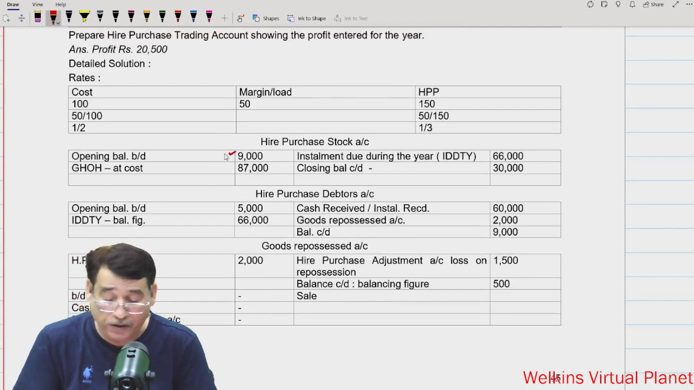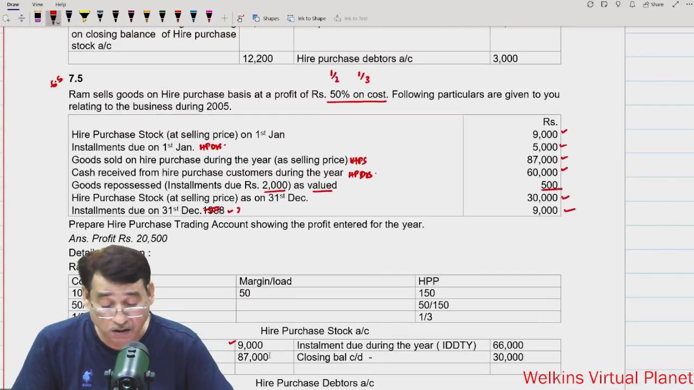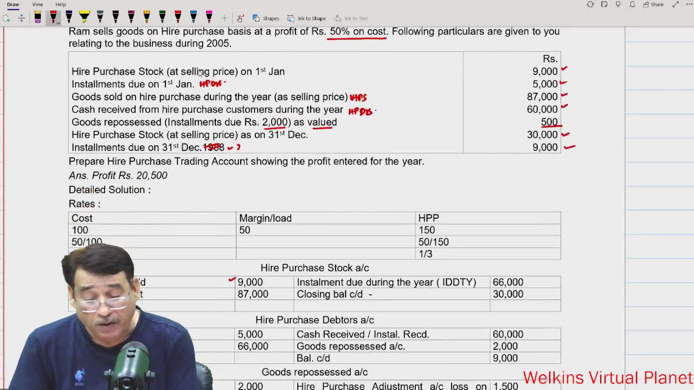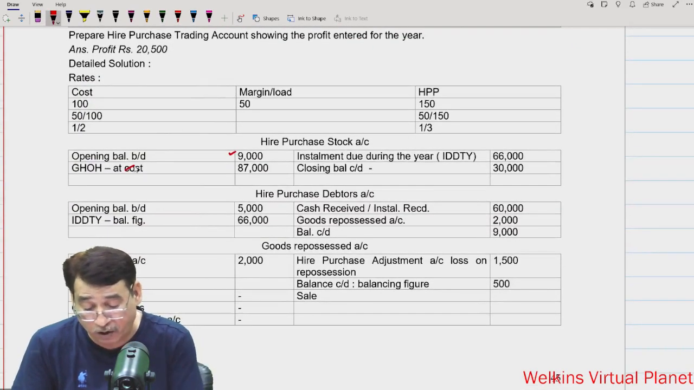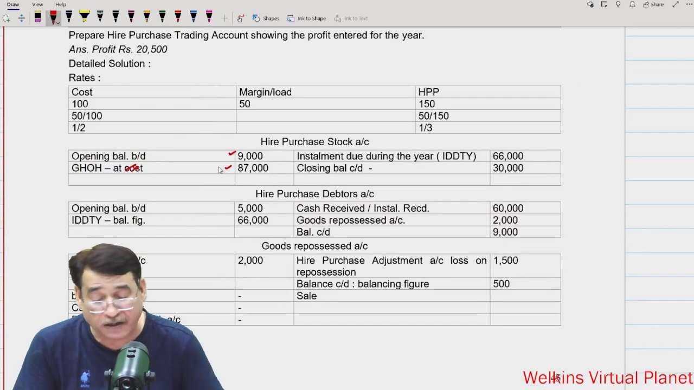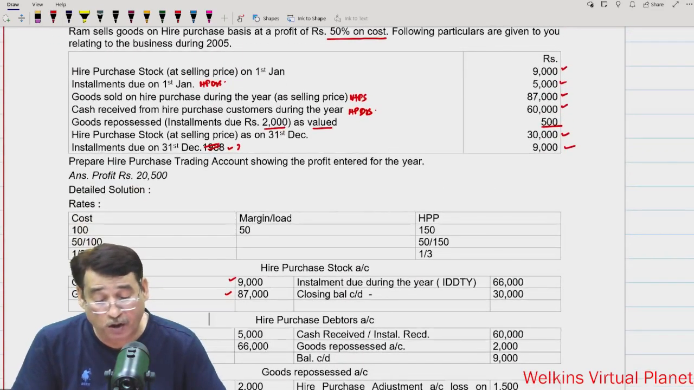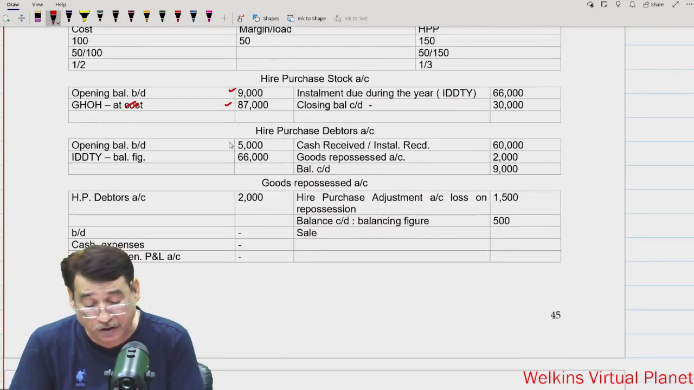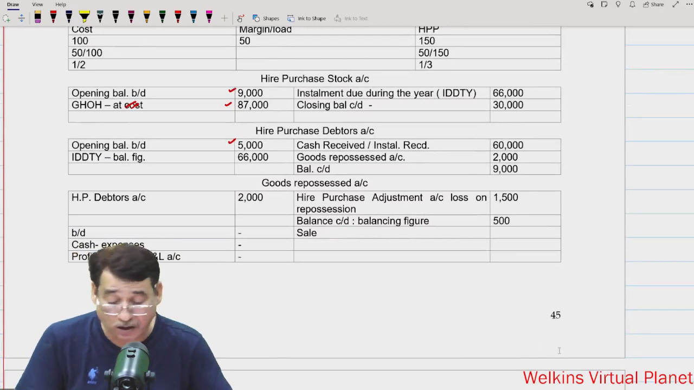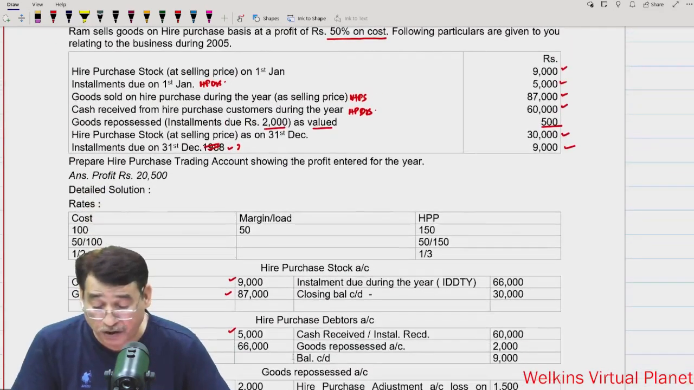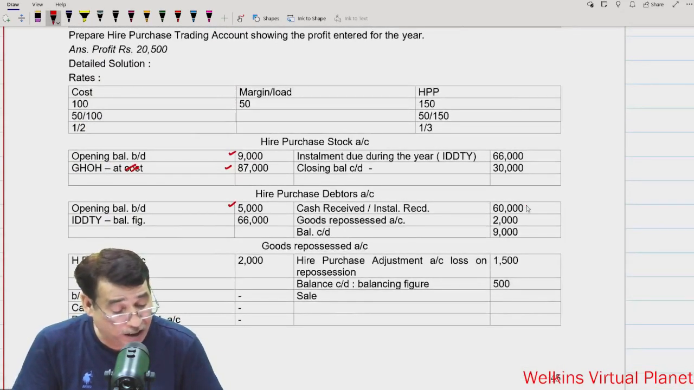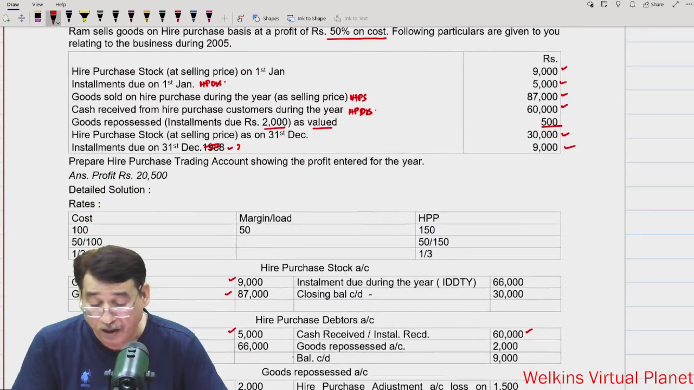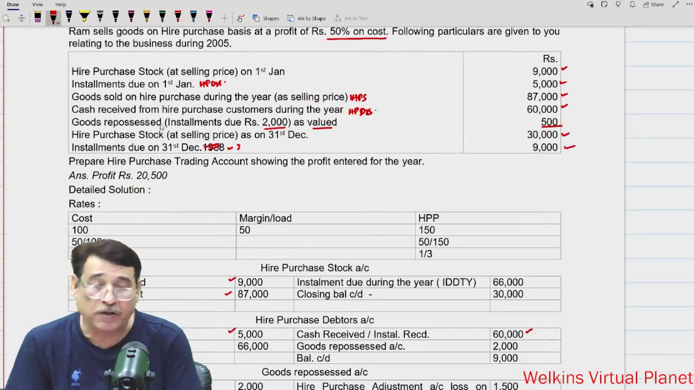I have already told you in this question we were given the opening balance of higher purchase stock account, then this 87,000 is at selling price, not at cost. And then goods sold on higher purchase during the year, before that installment due balance is also given. So in higher purchase debtors account, we have written here 5,000. And then cash received from higher purchase debtors, we shall write it as I told you earlier. And then it is given goods repossessed.